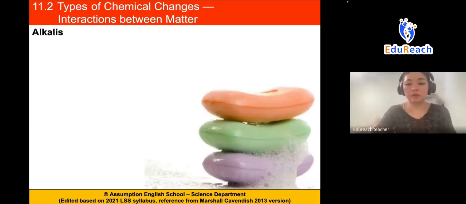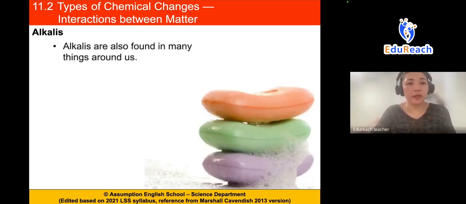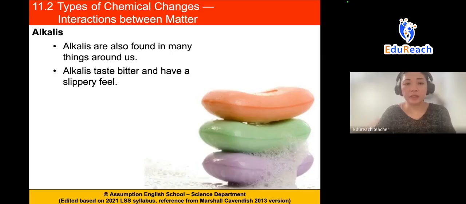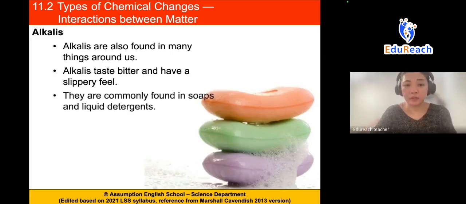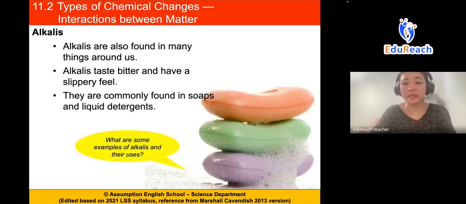Okay, but let's go through first what are alkalis. Alkalis are also found in many things around us. They have a bitter taste and a slippery feel. So that's why alkalis are used in soaps and liquid detergents, to clean grime and dirt and dust from our clothes, from our skin, from our hair.